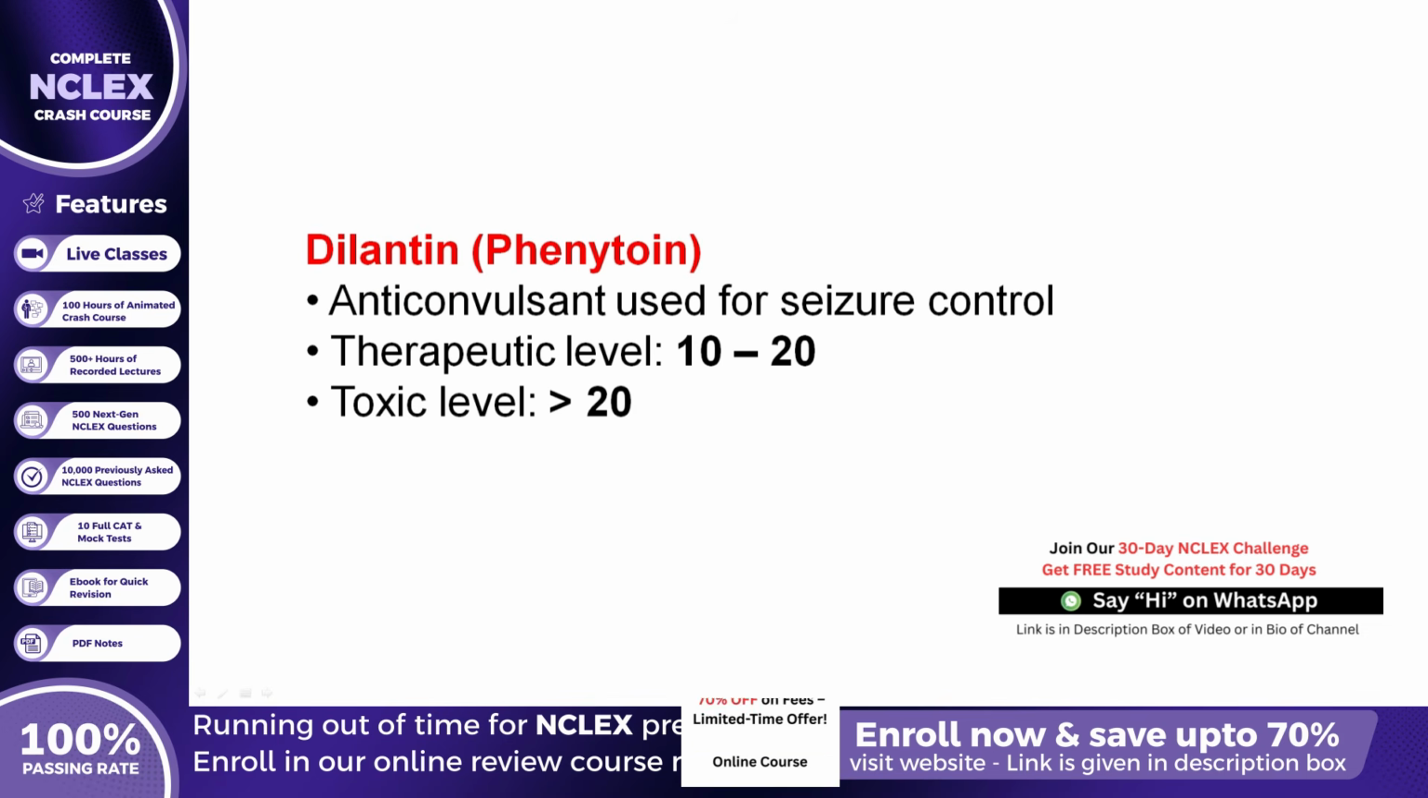Moving forward, let us now focus on Dilantin, also known as phenytoin. It is an anticonvulsant used for seizure control, and this is exactly how NCLEX expects you to remember it. The therapeutic level is 10 to 20, identifying the safe and effective range for the drug. The toxic level is anything greater than 20, which signals that the medication is no longer safe and requires urgent attention.